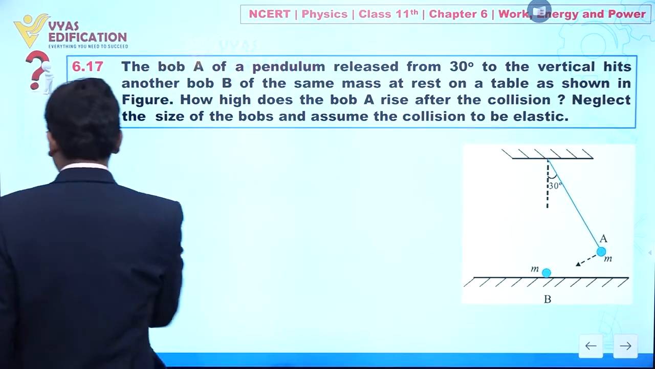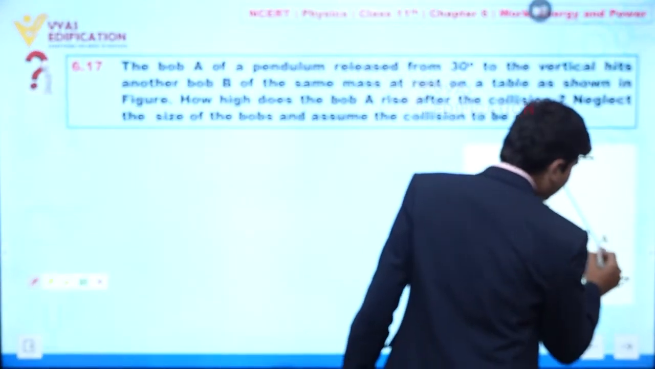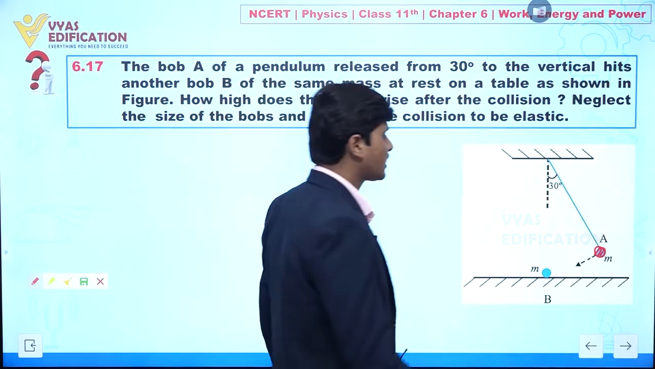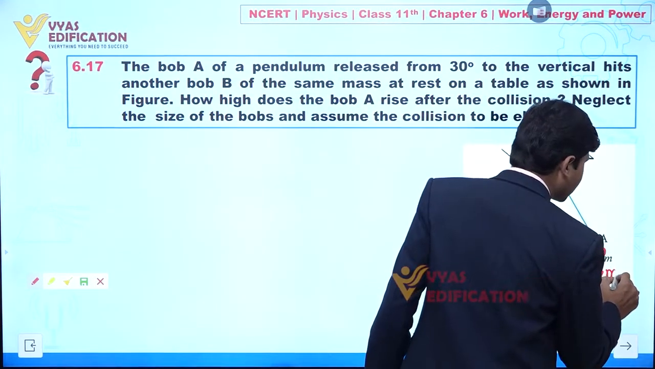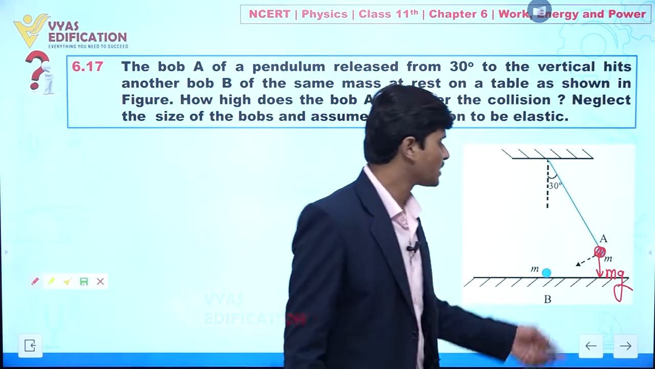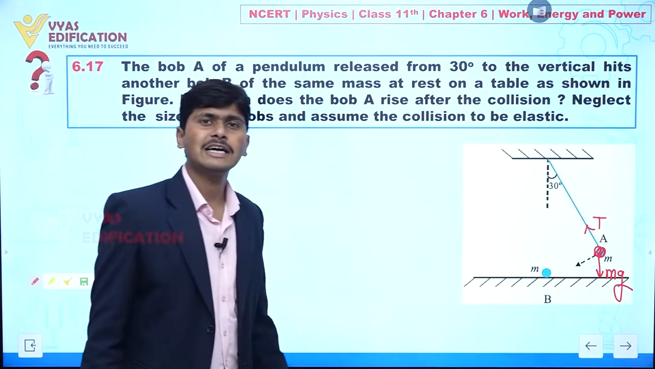First of all, let us try to understand. If we are concentrating on this bob, what are the external forces acting? The external force acting is the gravitational force mg. Yes, definitely you can say we have a tension also, but tension we can treat as an internal force.